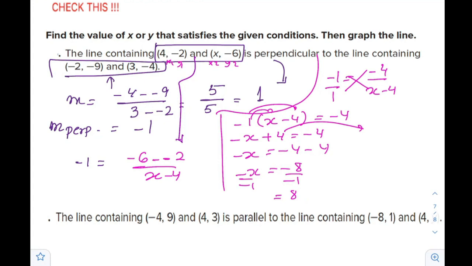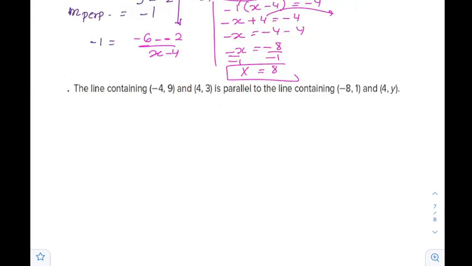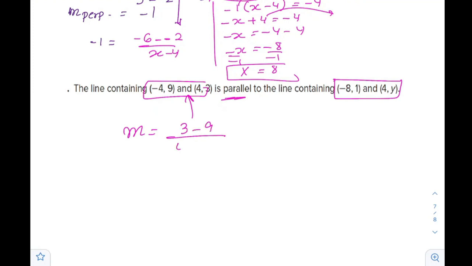Okay, it's an easy lesson actually, and we have done lots of exercises similar to those. Now, last question. The line containing these points is parallel to the line containing those points. So I need to find the slope of the line containing the known points. So it's 3 minus 9 over 4 minus 4, which is minus 6 over 8. And I will simplify by dividing by 2.